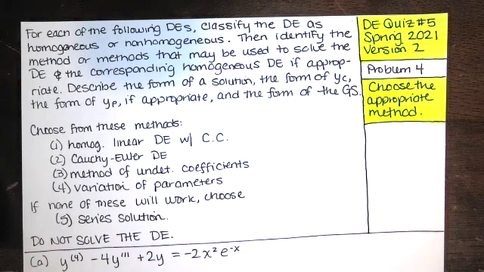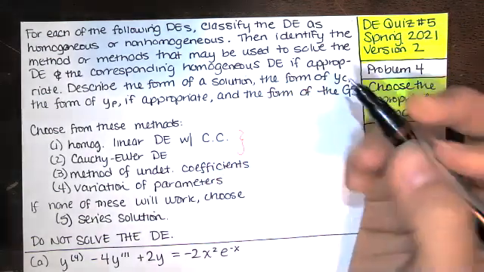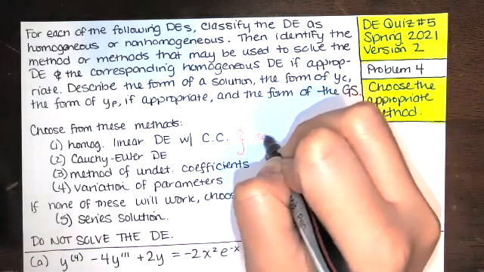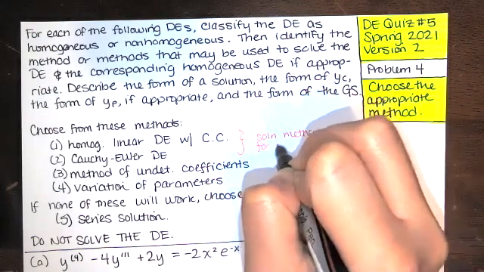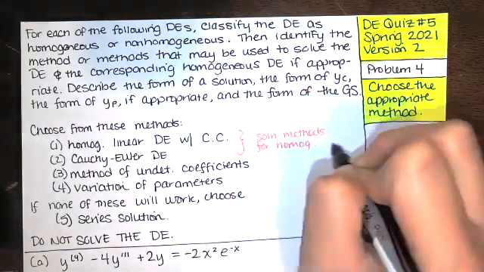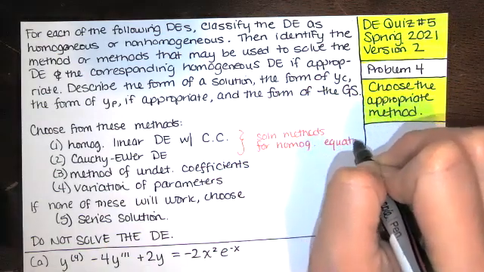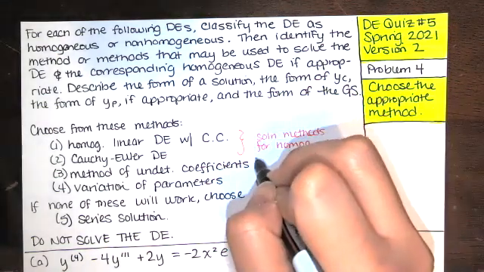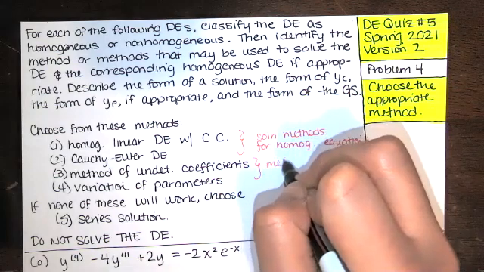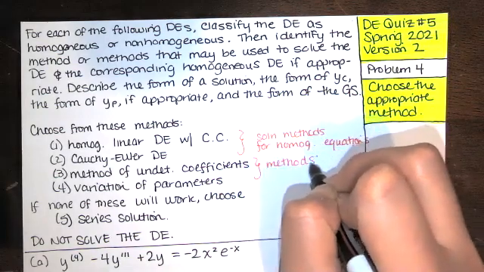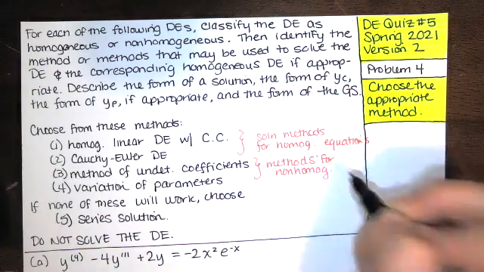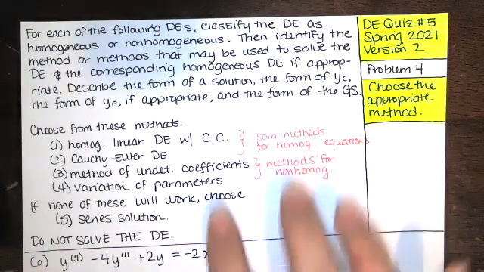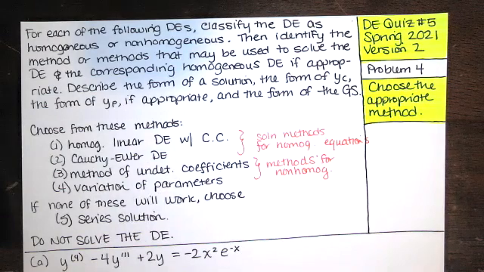And remember, these 2 are solution methods for homogeneous equations. And these are methods for non-homogeneous equations. And then if none of those 4 methods work, you're asked to choose the series solution method.